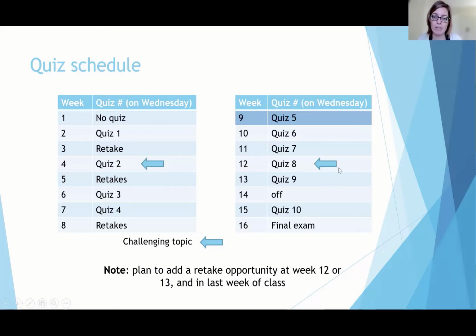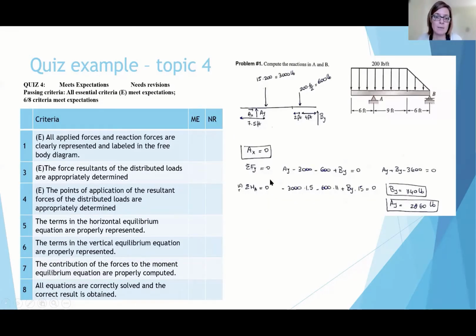I mark with an arrow the more challenging topics. So quiz 2 is moments, and students have a lot of challenges with that. This week I gave the 6th retake for that quiz, and I still had a couple of students that are not proficient in that topic. And then I expect quiz 8, based on my previous experiences, to also be a challenging topic. And I plan to offer an additional retake opportunity around week 12 or week 13 on a Monday or during office hours.